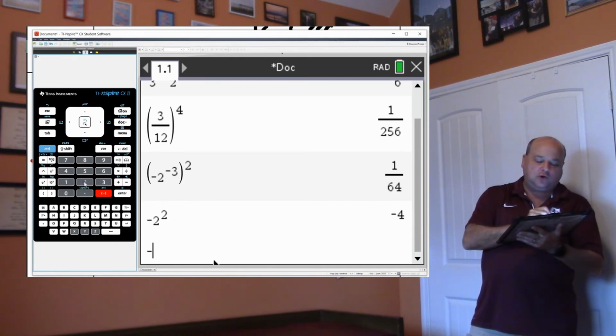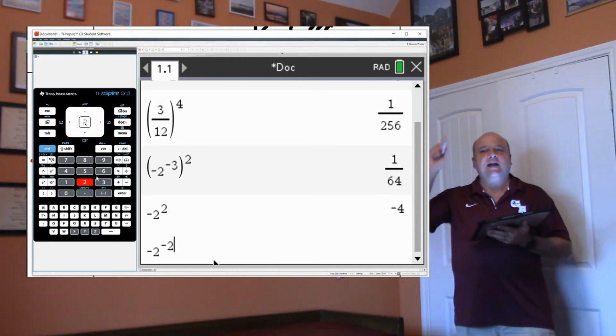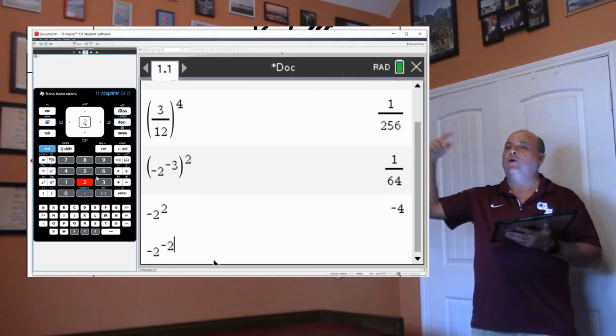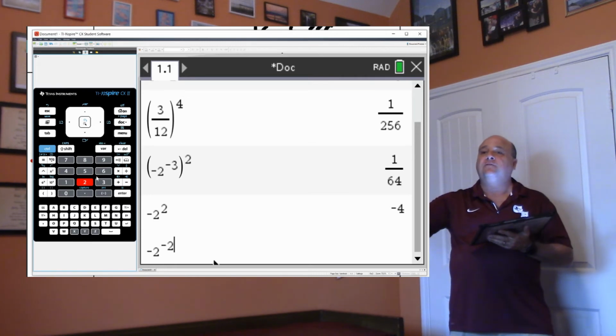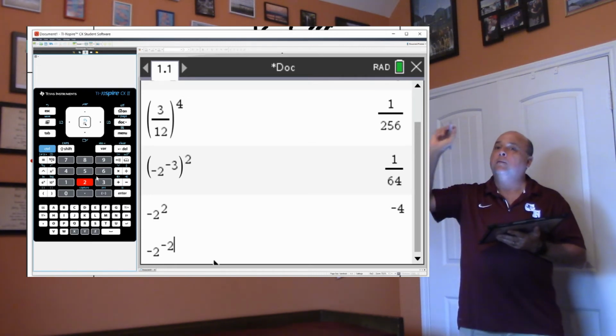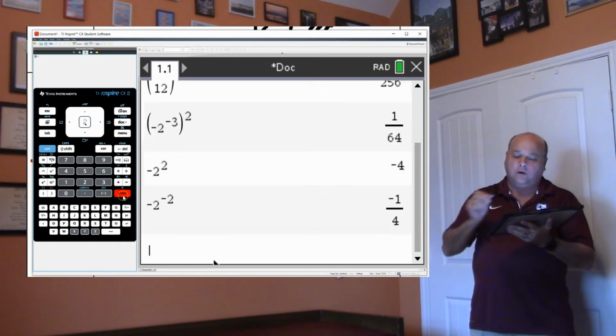Type in -2 caret -2. The negative is not in the parentheses. It will not get the exponent of 2. The negative drops. 2 to the -2, 2 squared is 4, but the 4 shouldn't be in the numerator, it should be in the denominator. This is going to be a -1 over 4.